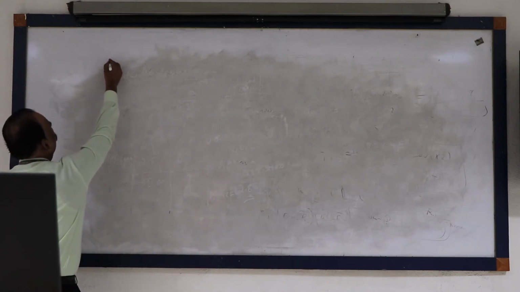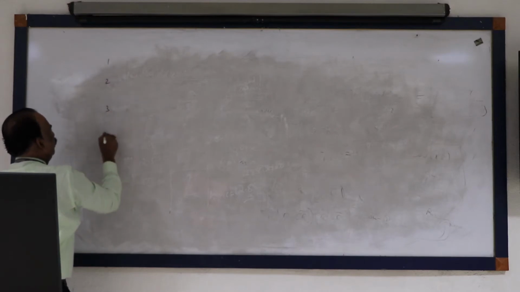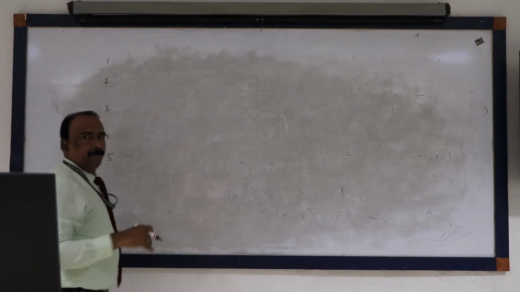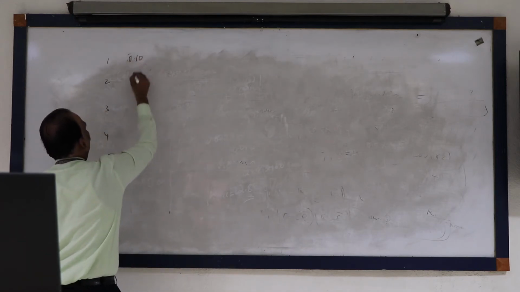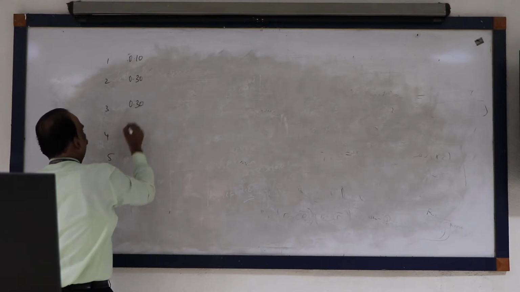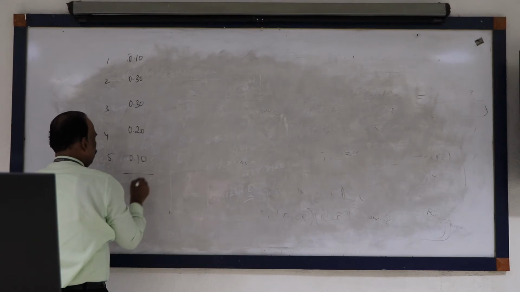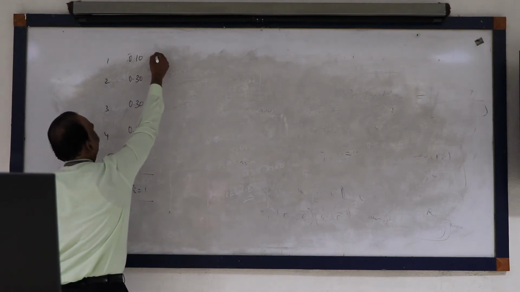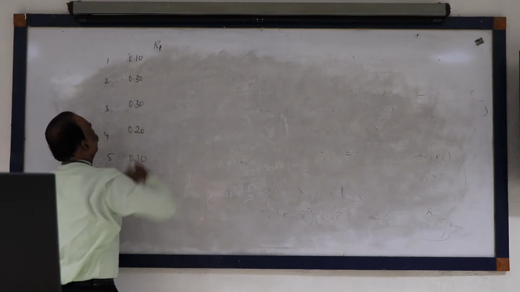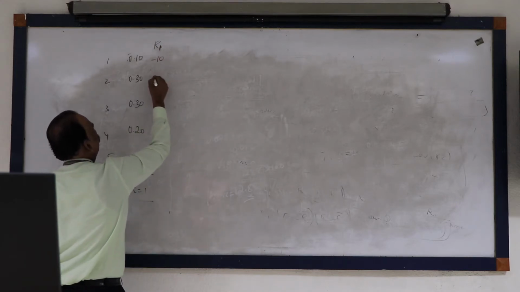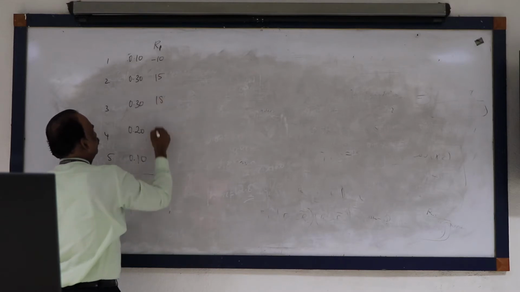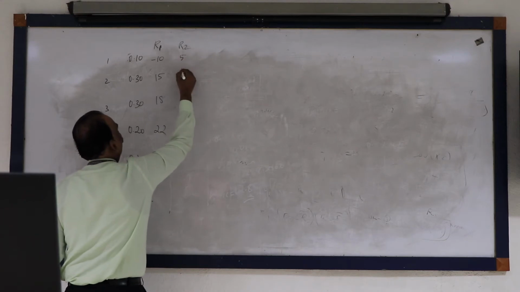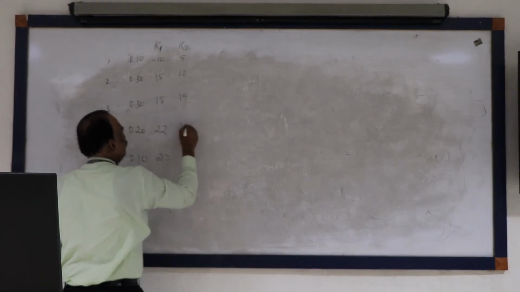State of nature: 1, 2, 3, 4, 5. Tell me the probability, Pi. It is 0.10, 0.30, 0.30, 0.20, 0.10. The sum of probability is always 1, sigma Pi is equal to 1. Then R1, stock return 1: minus 10, 15, 18, 22, 27. Then R2: 5, 12, 19, 15, 12.